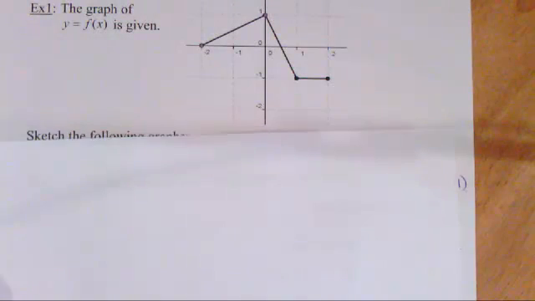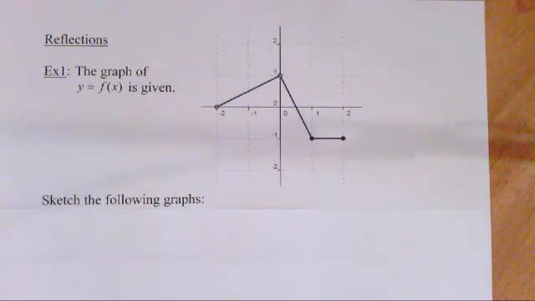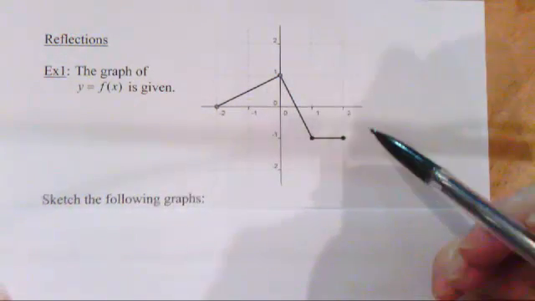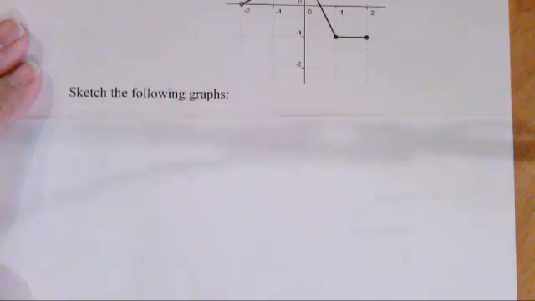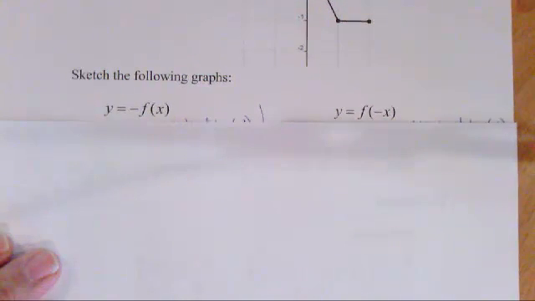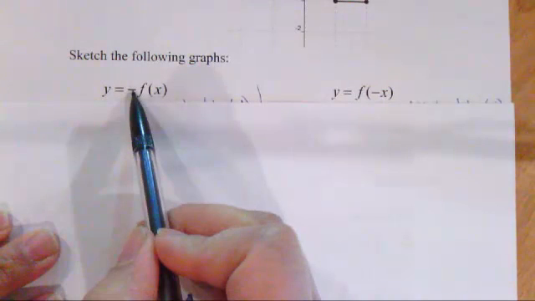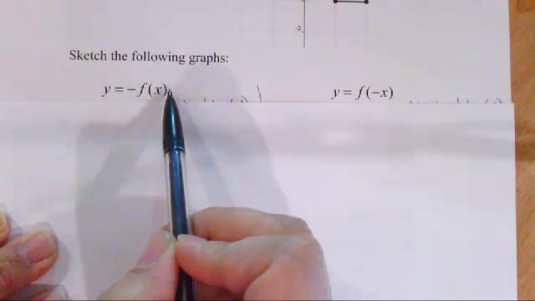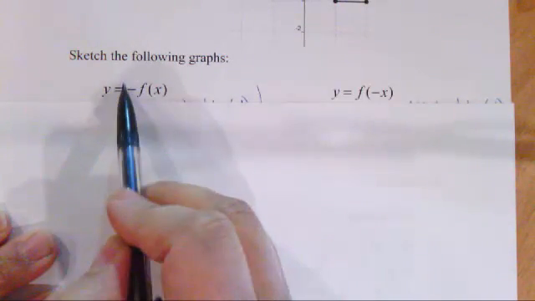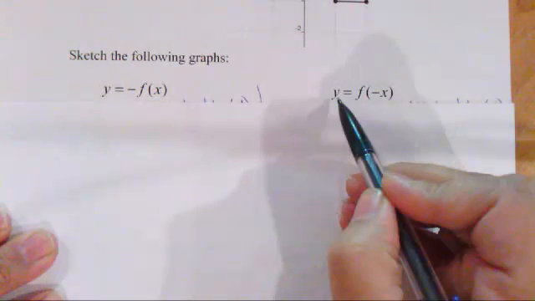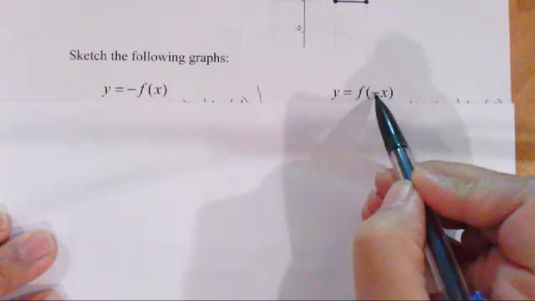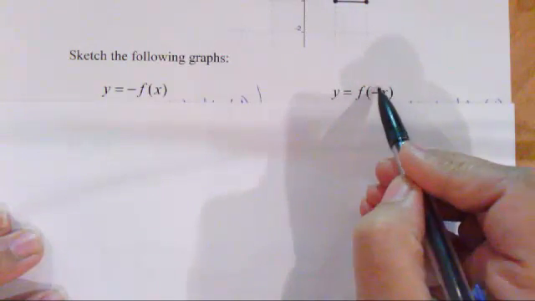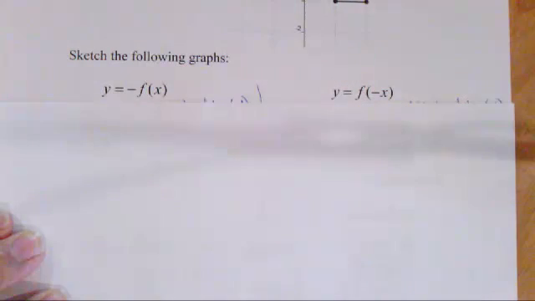All right, so in this first example, we're going to look at reflection, and this is our original f of x graph. We're going to look at the two following transformations. Notice here the negative is on the outside of the f of x, so it's going to apply to the entire y values. Here, the negative is inside of the bracket, in the x part, so it's going to apply to the x values.